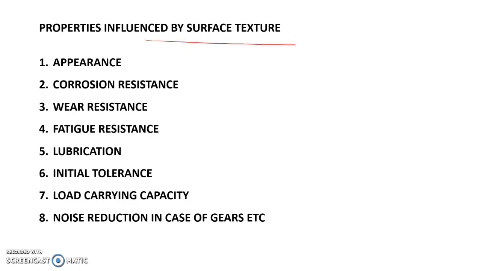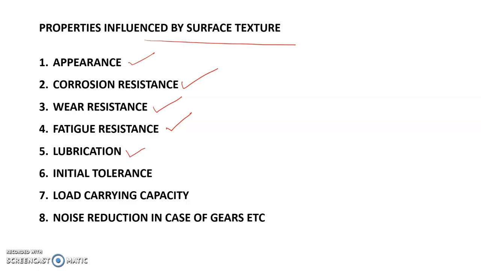Some are listed below. One is appearance. So it will have a finished appearance or a rough appearance with respect to the texture. Then corrosion resistance is increased with the finished surface and it decreases with the rough surfaces. Wear resistance also increases with the finished surfaces and it decreases with the rough surfaces. And the fatigue resistance, again, a finished surface has more fatigue resistance compared to rough surfaces.